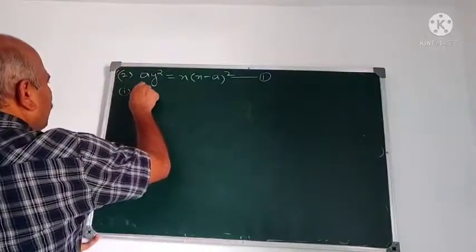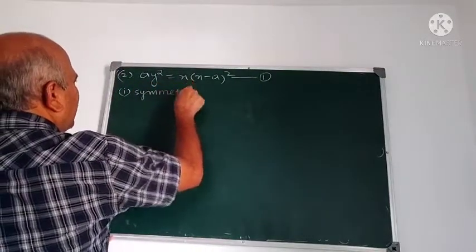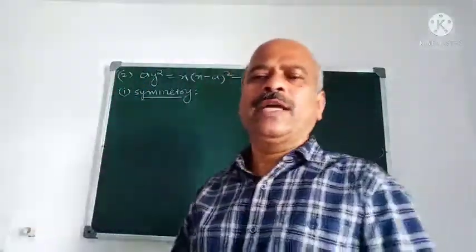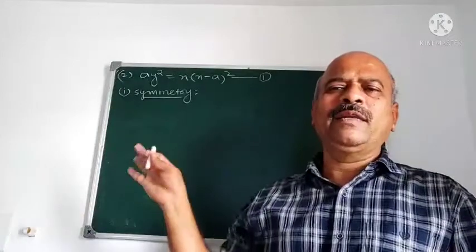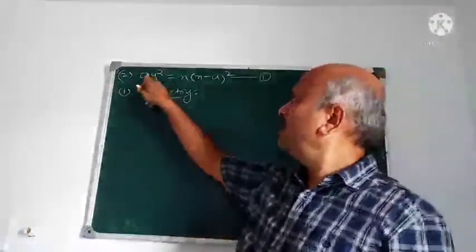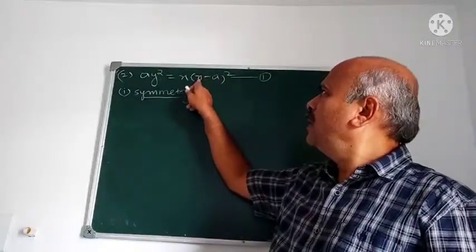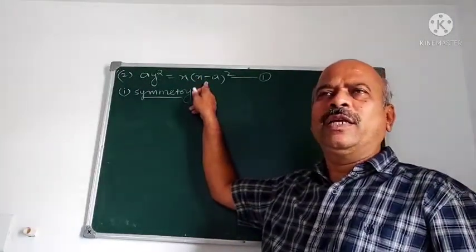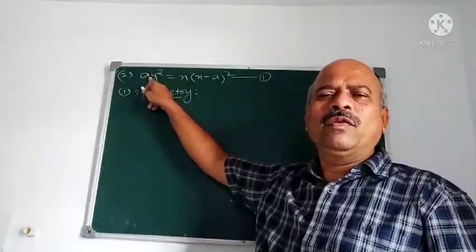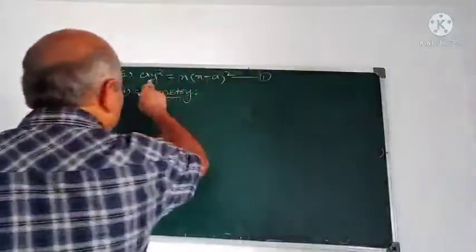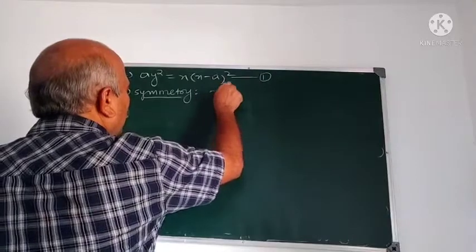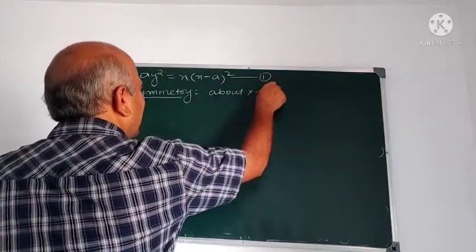First thing is symmetry. Can you find out whether it is symmetric about x axis, y axis, in opposite quadrants, or about the line y is equal to x? How to find out? See the equation here. X is not of even degree only; it is odd as well as even. But y occurs in only even degree, only one term. Therefore, since y occurs only in even degree, it is symmetric about x axis.